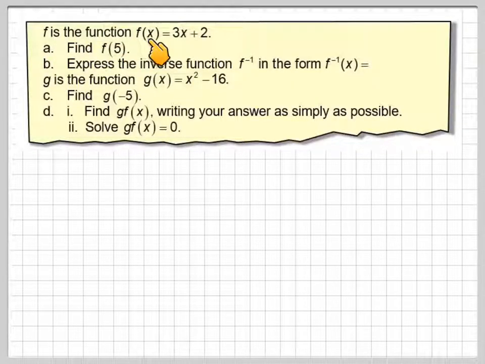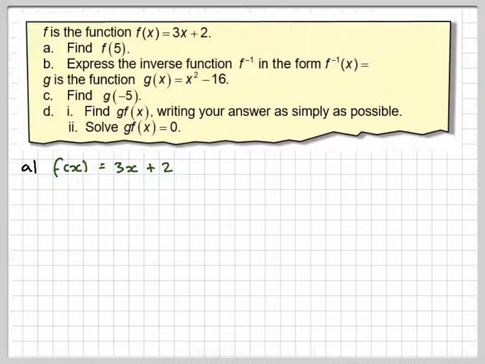f is the function f of x is equal to 3x plus 2. Find f of 5. Express the inverse function f to the minus 1 in the form f to the minus 1 of x is equal. g is the function g of x is x squared minus 16. Find g of minus 5. Find gf of x, writing your answer as simply as possible. Solve gf of x is equal to 0.